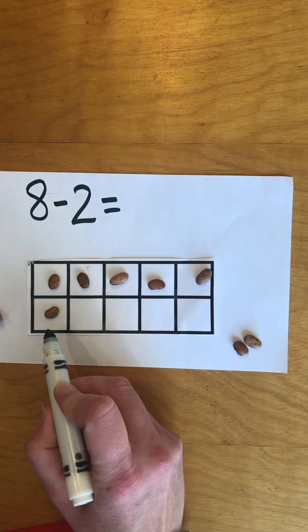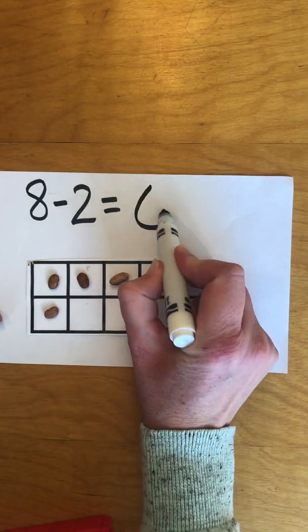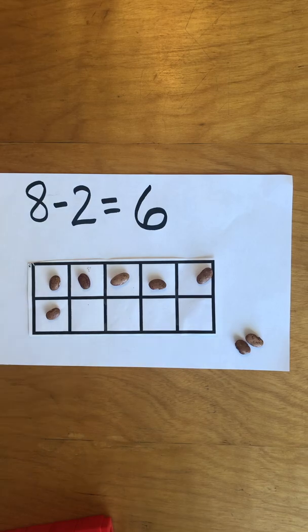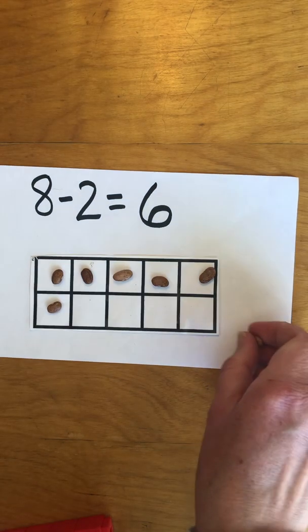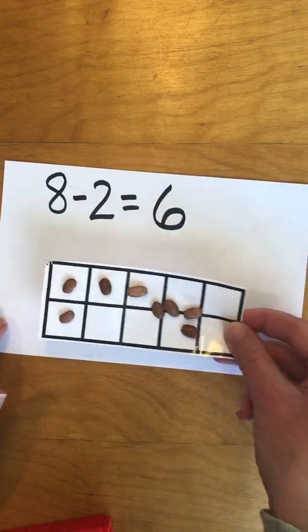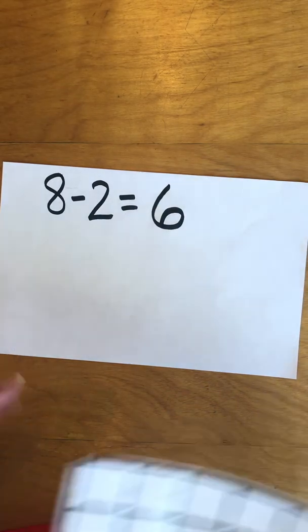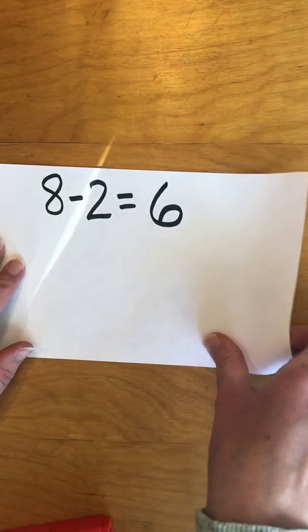5 on the top, and 1 more makes 6. 8 take away 2 equals 6. That's how we would use a 10 frame to show that subtraction. Okay, next one.